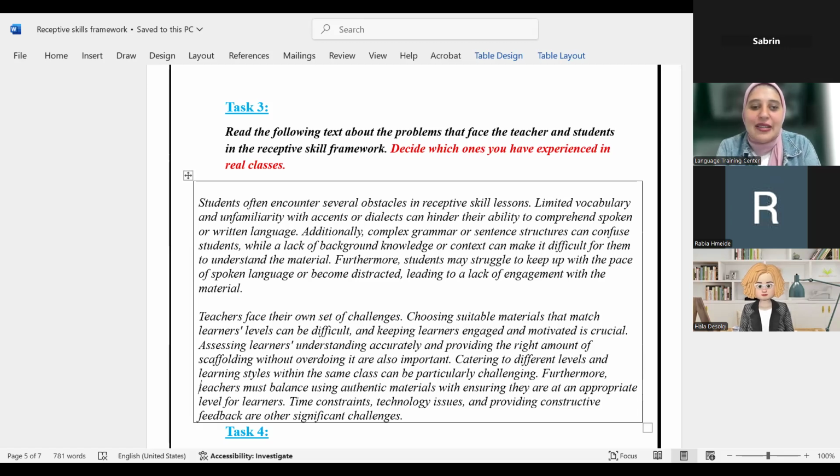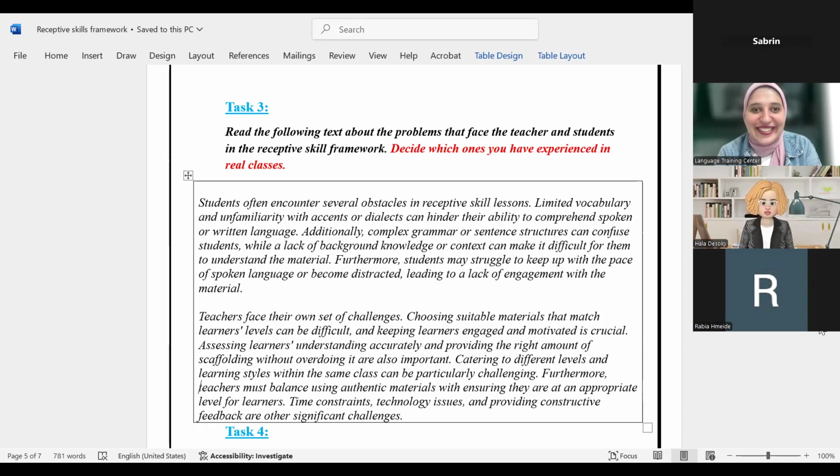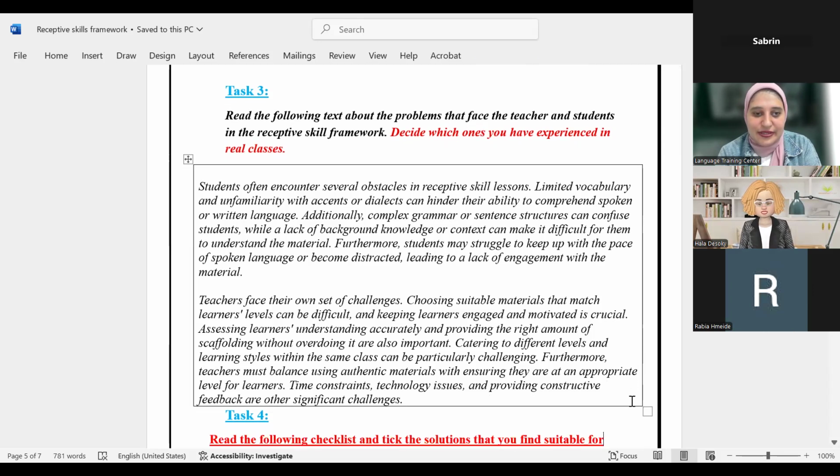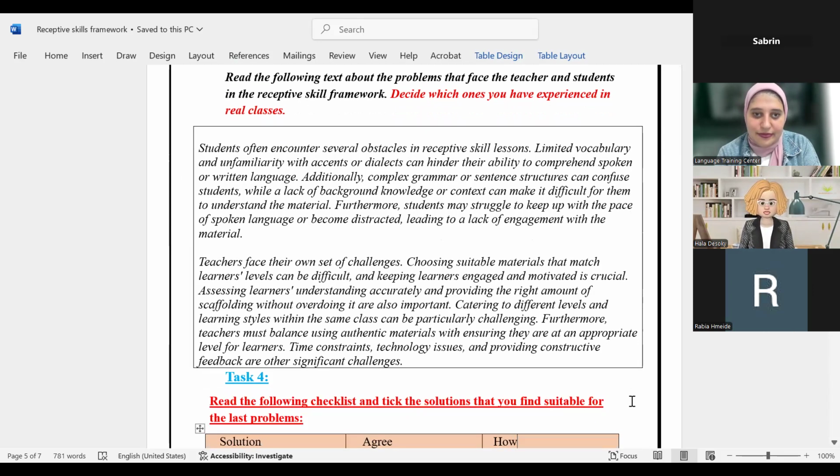For example, Miss Hala. Yes, we've agreed mostly. We've mentioned that it's the limited vocab and the accents. Others have added that students lack confidence and lack of practice. They don't practice outside the class. Also, the different levels, so they have to differentiate, like Mr. Rabia said. Yes, that's it. Okay, so that's very perfect.